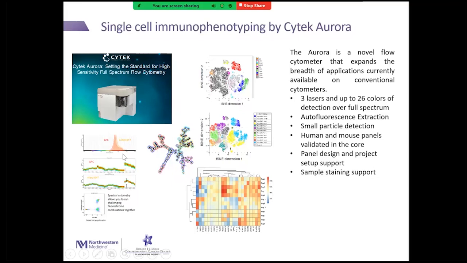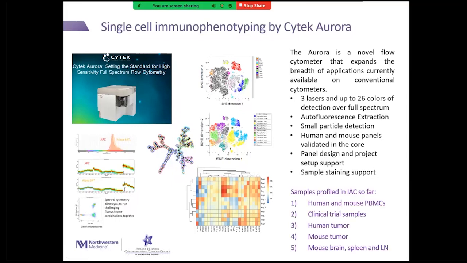Since you can do so many colors, you can do a lot of advanced analysis like t-SNEs, high dimensional plots like dimensionality reduction plots, heat maps with the data, and get very quantitative data that you want. To give you an idea what kind of samples we have profiled in the core so far, we have done human and mouse PBMCs, a lot of clinical trial samples, human tumor samples, mouse tumor samples, mouse brain, spleen, and lymph node samples.